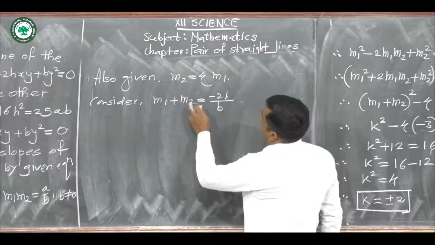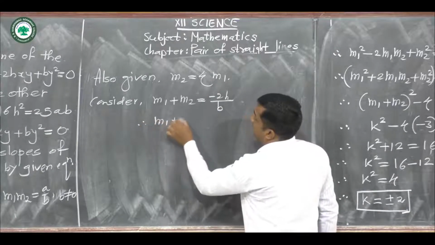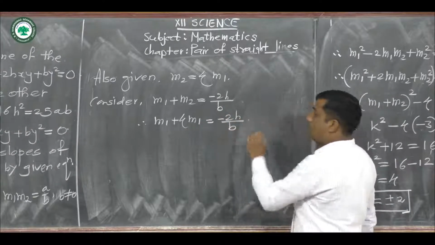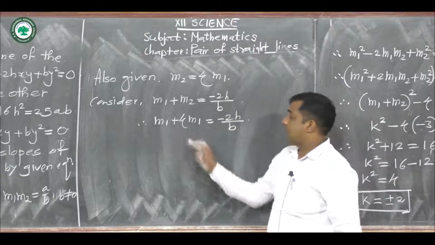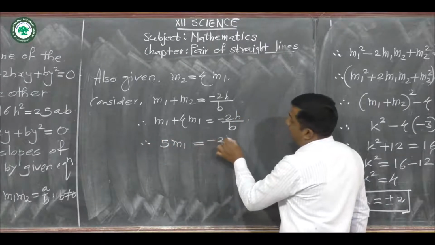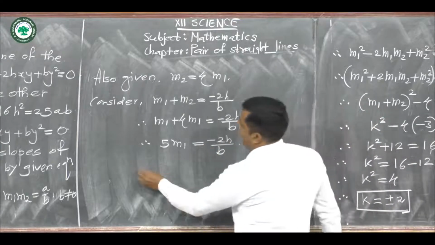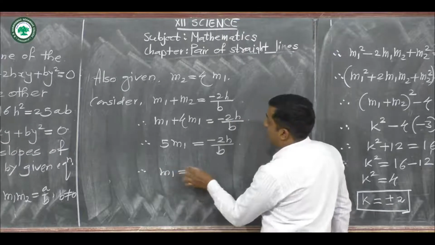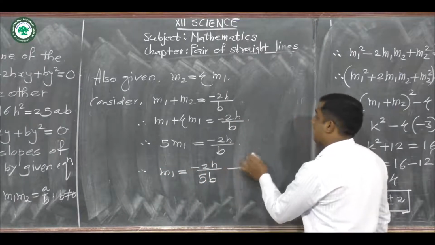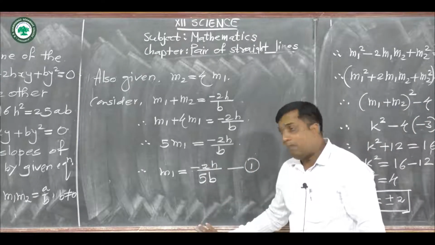Here we know m2 is 4m1, so m1 plus 4m1 is equal to minus twice h upon b. We know m1 plus 4m1 is 5m1, so 5m1 is equal to minus twice h upon b. Then I write m1 separately as m1 is equal to minus twice h upon 5b. Let us consider this as equation 1.